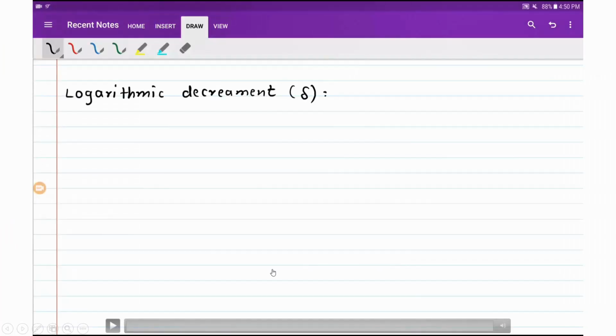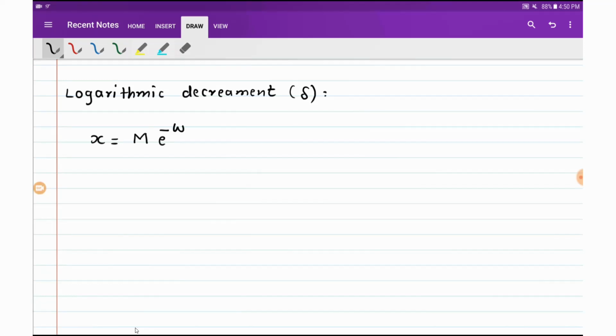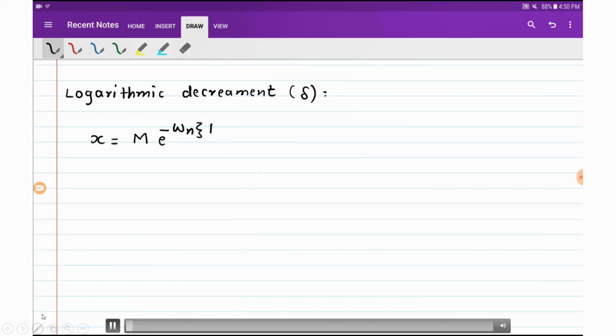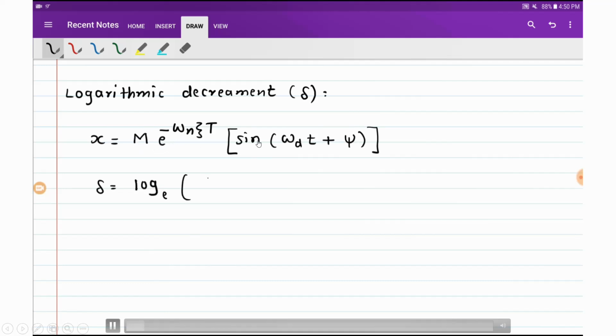Now we'll see the derivation of logarithmic decrement. For an underdamped system, we have already derived that x is equal to M e raised to minus omega n zeta t sine omega d t plus phi. So we have seen that this is the amplitude part and this is the frequency part or direction part.